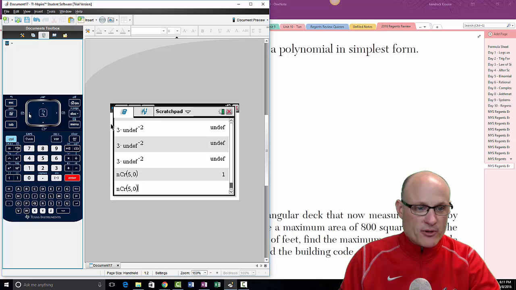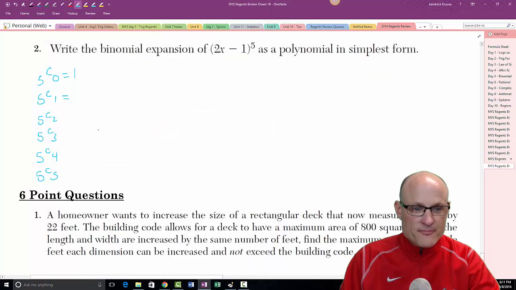I'm only going to do a couple of these. If I put in this one and I change it to a 1, it's 5. Then this would be 10. This would be 10. This would be 5. And this would be 1. Okay, next to each of these, I'm going to put 2 sets of parentheses.